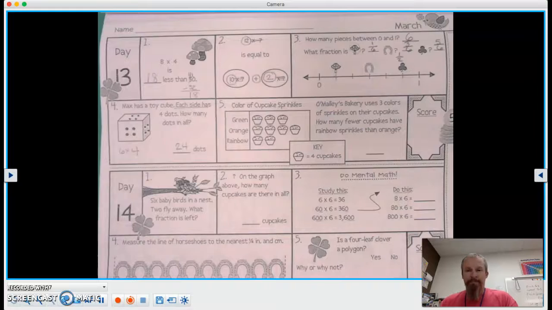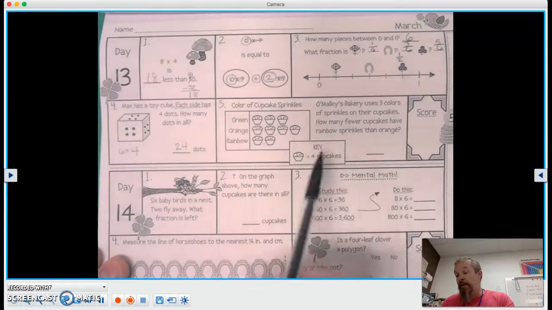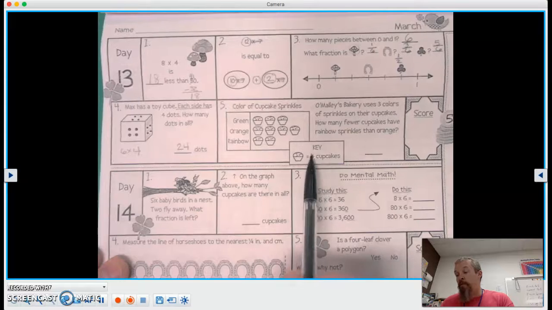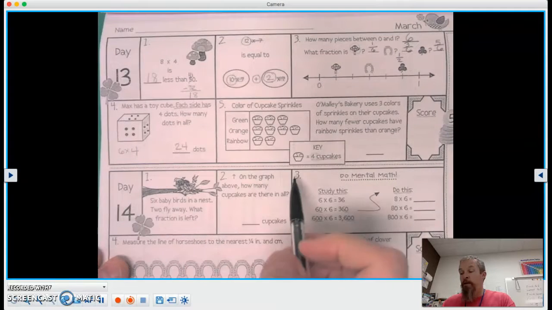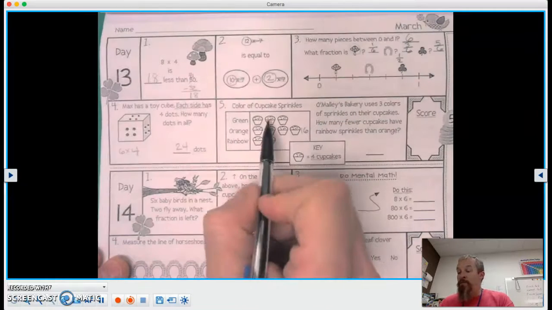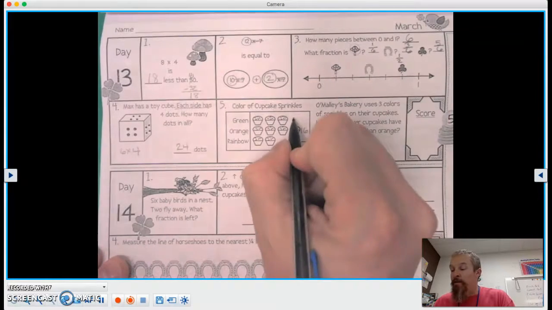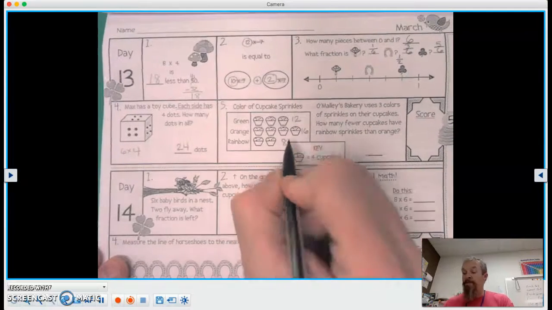Number 5, color of cupcake sprinkles. O'Malley's Bakery uses 3 colors of sprinkles on their cupcakes. How many fewer cupcakes have rainbow sprinkles than orange? Well, remember, here's our key. Each one of these is worth 4 cupcakes. So 1, 2, 3, 4. There's actually 16 here, right? 1, 2, 3 times 4, there's 12. And 1, 2 times 4, there's 8.